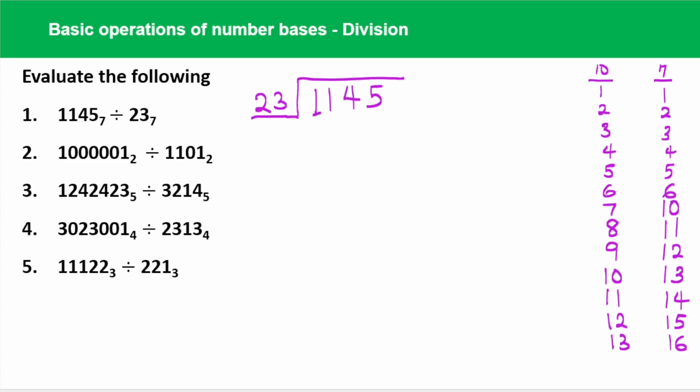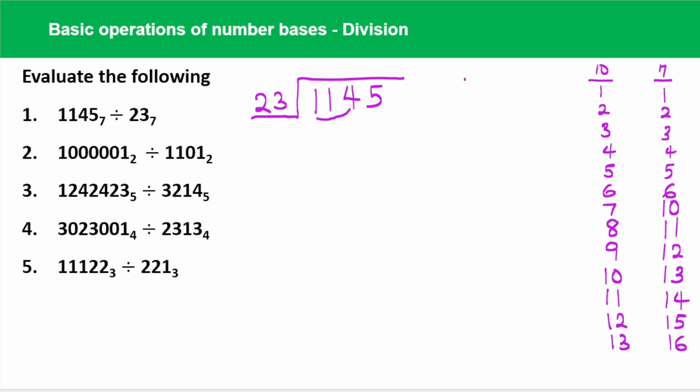23 in 1 is impossible, so I combine 1 with the next digit, which is 1, to make 11. 23 in 11 is still impossible, so I combine the next digits, so that will be 1 1 4. Then I'll do 23 in 1 1 4. Now let's check 23 base 7. How many 23 can I get from 1 1 4? Please remember that our division here is in base 7.